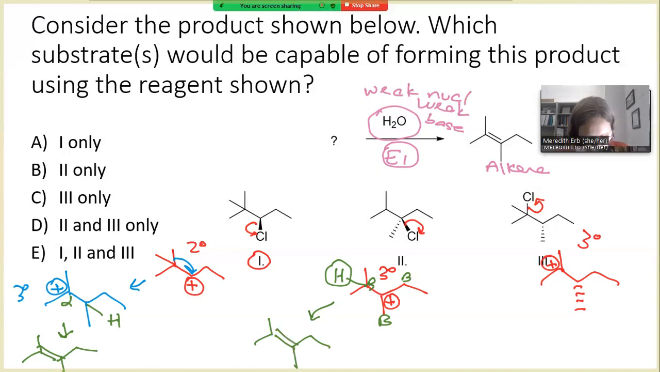And then in answer choice 3, we can see here that there is also a beta hydrogen atom that can be removed to make the tetrasubstituted alkene in the answer, to give us the exact same pi bond that we're looking for. So if we think about our options, all 3 answer choices, 1, 2, and 3, so answer choice E, are capable of making the tetrasubstituted alkene as the major product of this reaction.